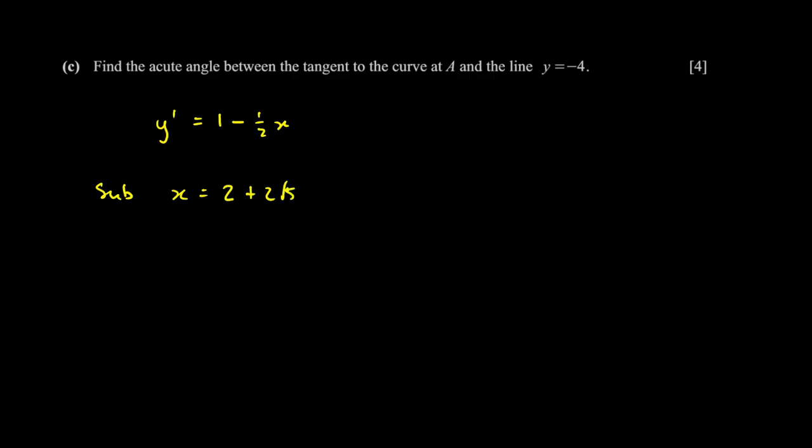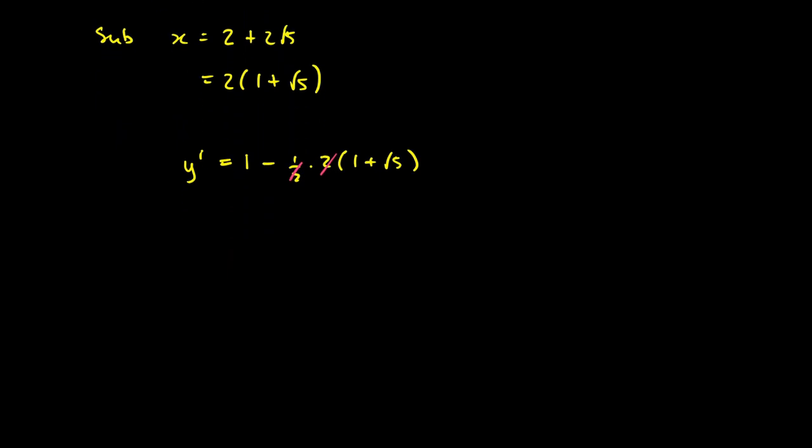Okay. And that's actually the same thing as 2 bracket 1 plus root 5, isn't it? So if we substitute that in, we're going to get y prime is equal to 1 minus a half times by 2, 1 plus root 5. Okay, so the half and the 2 are just going to cancel each other out. So gone, gone. So then we end up with 1 minus 1 minus root 5, which is minus root 5.